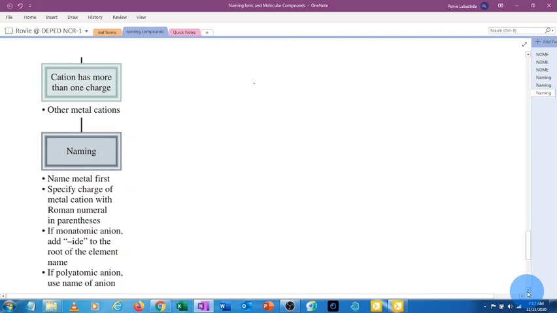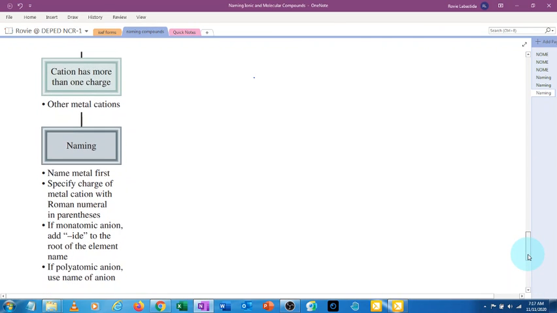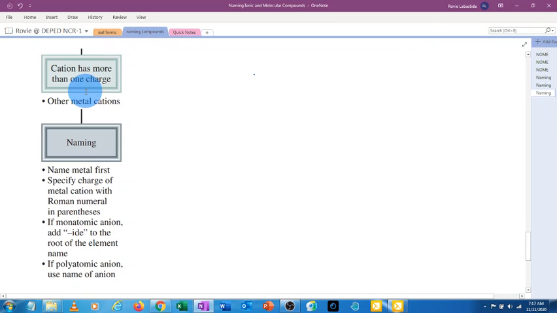Now this time, let's discuss naming ionic compounds where the cation has more than one possible charge. Let me erase this one. Okay. The cation has more than one possible charge. And you can find these cations in the D block. And these are what we call the transition metals. So if the compound has the cation that has more than one possible charge, we will follow the following rules.